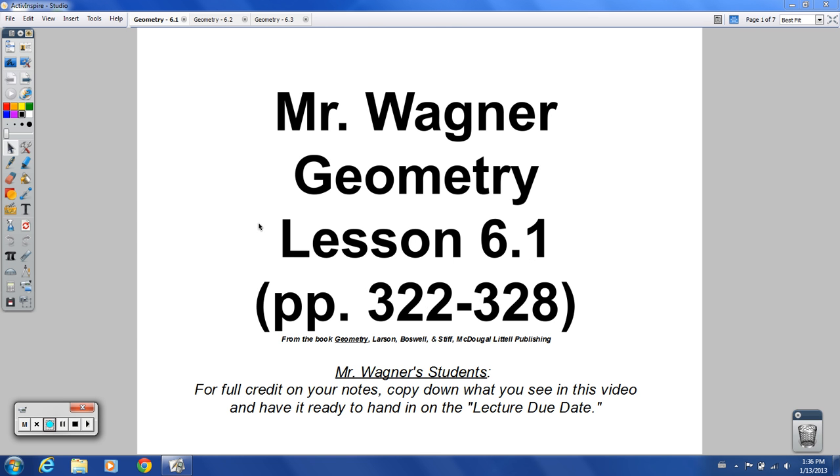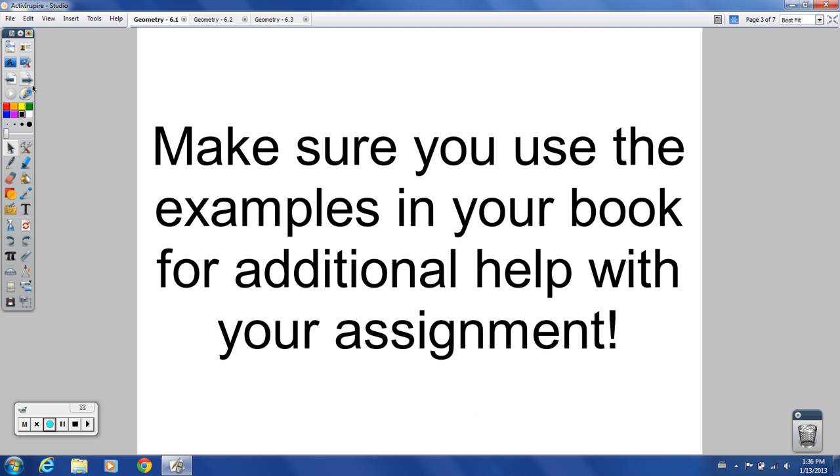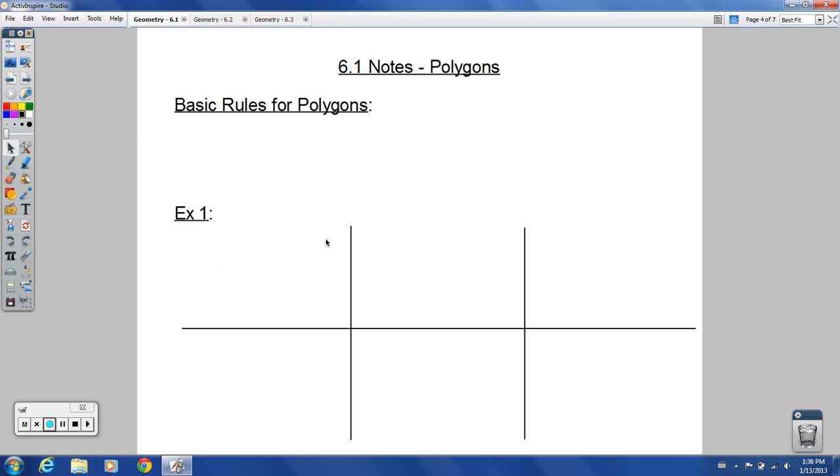The material can be found on these pages. We've got some new vocabulary here, talking about polygons today, what a polygon is, and what's special about a polygon, and then some special things that might be true about polygons as we continue through this lesson. And as always, make sure you're using those extra examples in the book to check out more if you need some extra help with the examples that we cover here. Alright, let's get started.